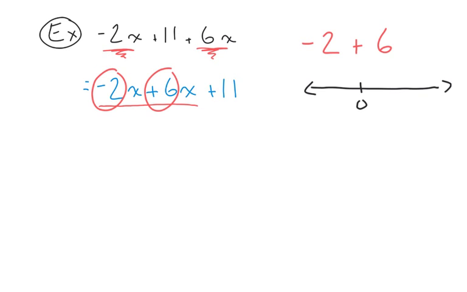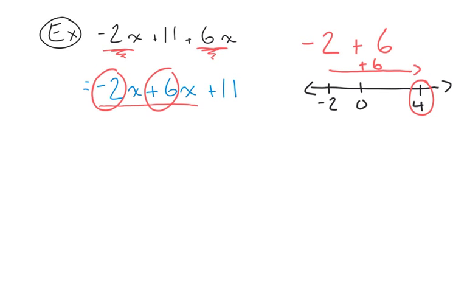We start with -2. We are adding 6 to this -2. When you add, you're moving further to the right on the number line. If you count out 6 spaces, you're going to end up somewhere over here, and that is +4. Therefore, -2 plus 6 is +4.